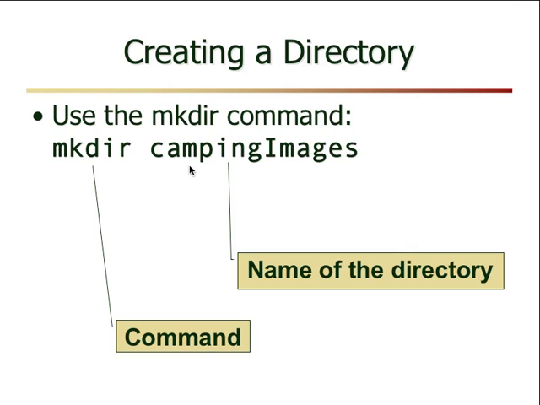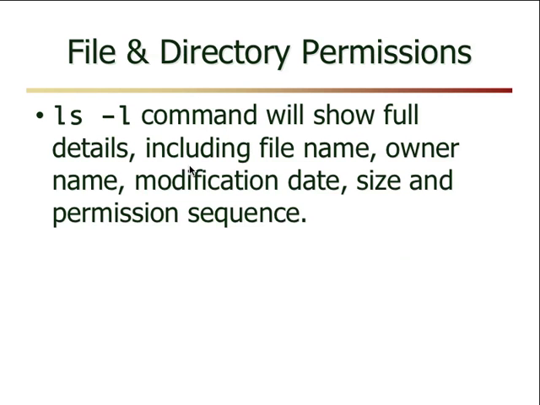So mkdir, which sounds pretty familiar: make directory. And then here's the directory name. If we don't specify a path, it's relative. If we make a directory right here, it's going to put camping images in our current directory, which is perfectly legal. We don't have to specify the path in terms of where it's going. Now, the file and directory permissions.